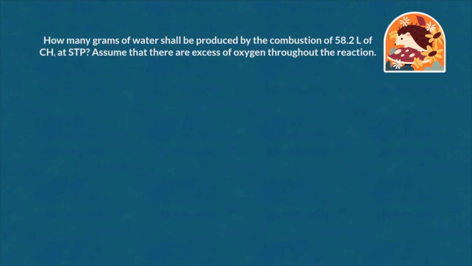Question number 3. How many grams of water shall be produced by the combustion of 58.2 liter of CH4 at STP? Assume that there is excess oxygen throughout the reaction. The first thing that you need to do in order to answer this question is to be able to write a balanced equation for this reaction.